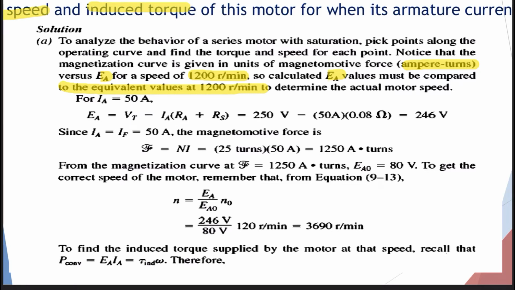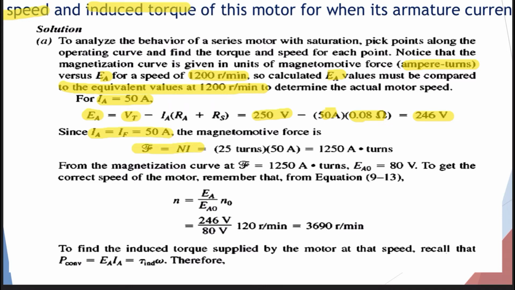Now the solution for IA equal to 50 ampere. It is given in the question. We can write the equation here: EA equals VT minus IA multiplied by Ra plus Rs, because we need to find EA. We have VT, which is 250 volt, minus IA, 50 ampere, also given, multiplied by the total resistance, given as 0.08. The answer here will be 246 volt. Now, since IA equals IF equals 50 ampere, the magnetomotive force is, this is the rule by the way, guys, just memorize, force we can find.